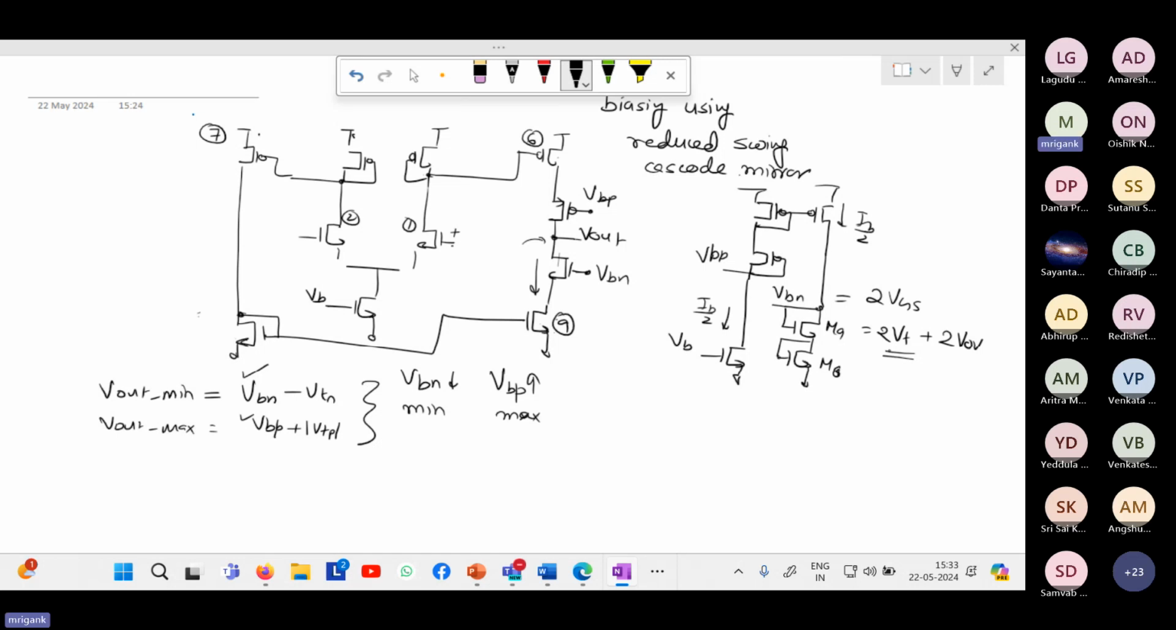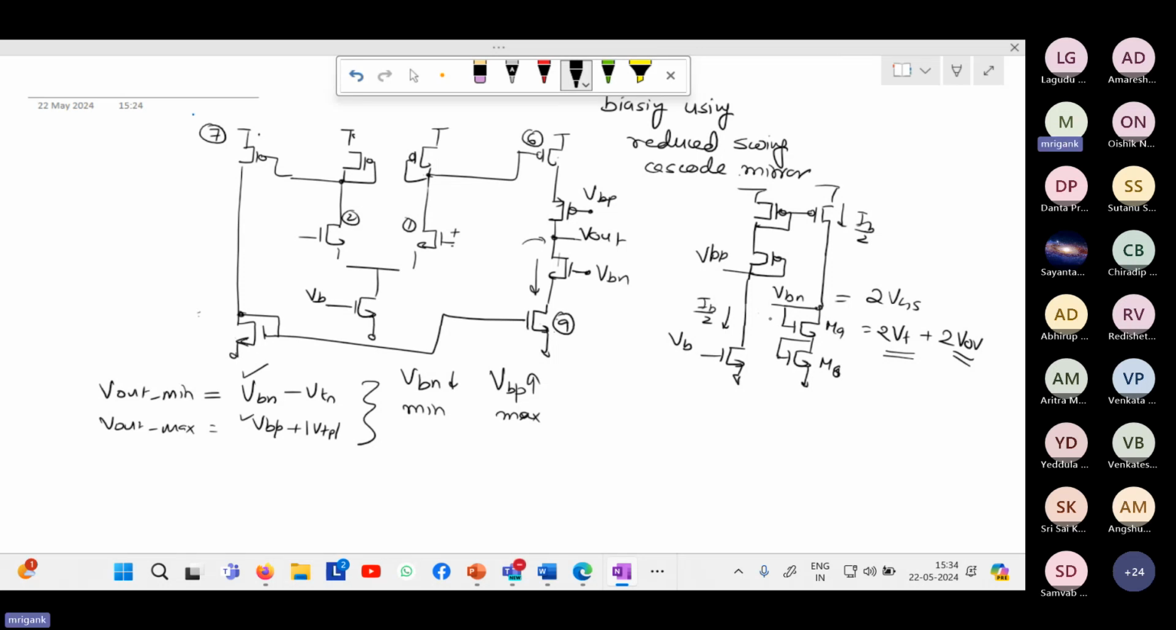In advanced scale nodes, the VT may be relatively low. I guess for 32 nanometer, the VT may be around 250, 300 millivolt. So if the 2 VT is going just like that, then whatever V overdrive is there, you will not get much margin. So the VBN will be basically close to 2 VGS, that is at least 2 VT. At least 2 VT means at least say 0.6 volt, then 0.6 volt minus VTN 0.3 volt, and then the overdrive voltage is also non-zero. So the only way to reduce the overdrive voltage is to increase W by L of M9 and M8.